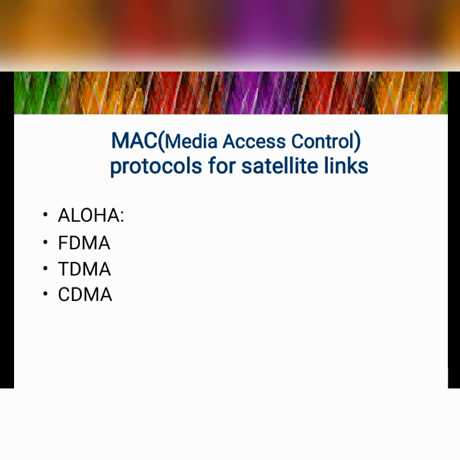These are some of the satellite access methods. The first one indicates that every station can transmit anytime, with very low efficiency, between 18 to 36%. In FDMA, that is frequency division multiple access, it is the oldest and most common model available on the satellite. Bandwidth is broken into frequency bands for each different earth station.